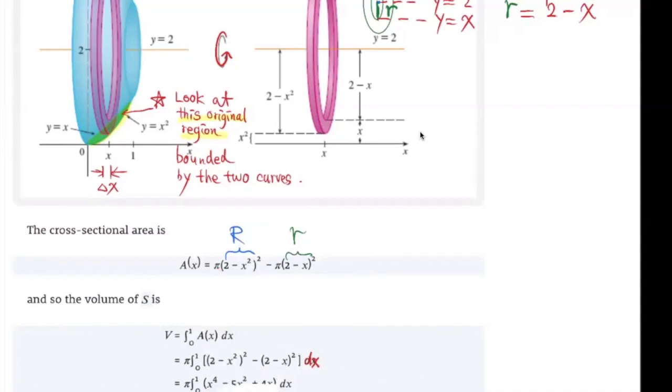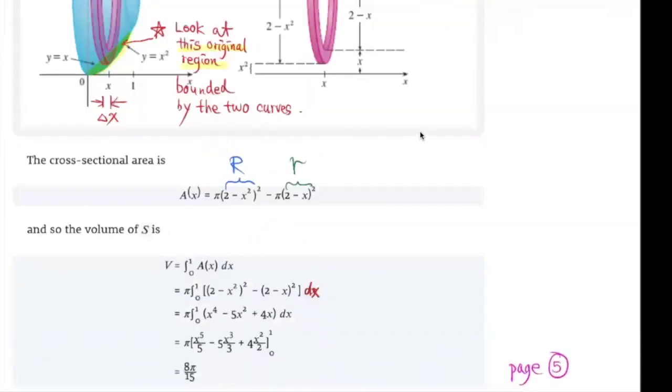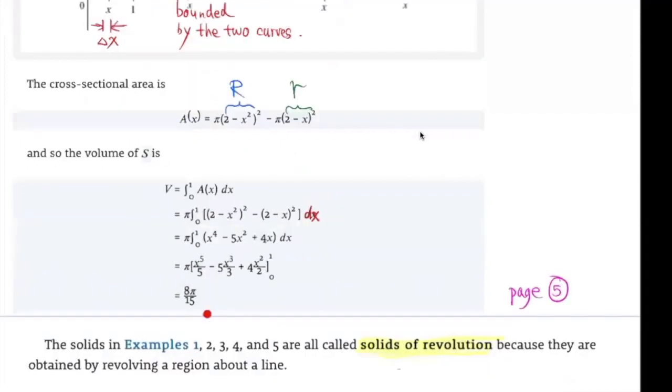To find this integral, we expand this using the perfect square formula, and this one using the perfect square formula. Combine like terms, we got this. And you find the antiderivative, and x here goes from 0 to 1. So the result here will be 8 pi over 15.